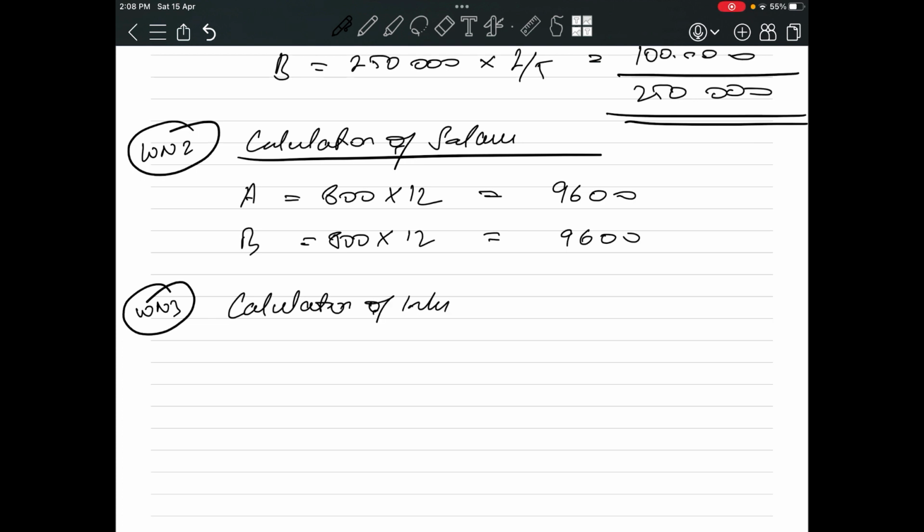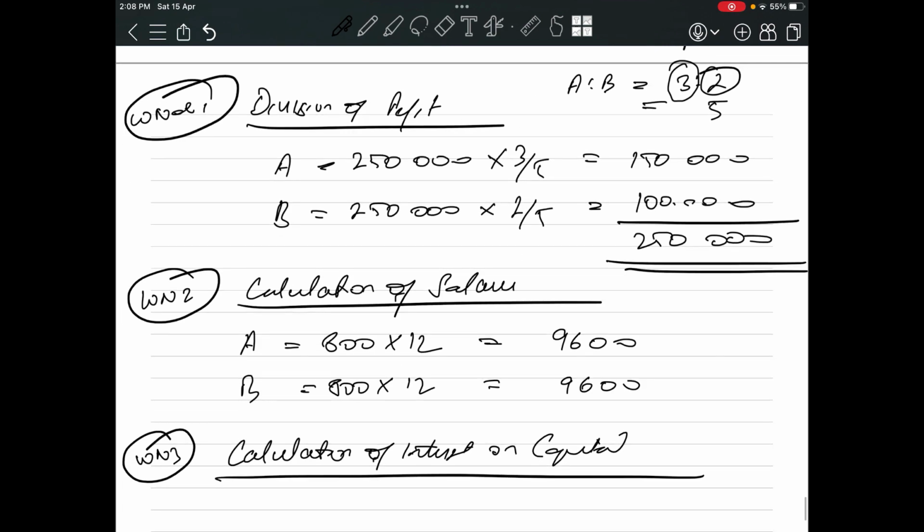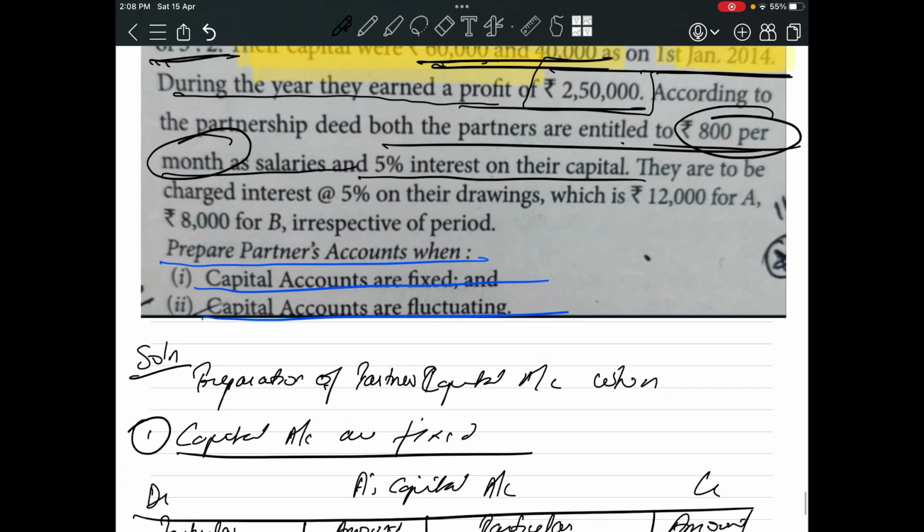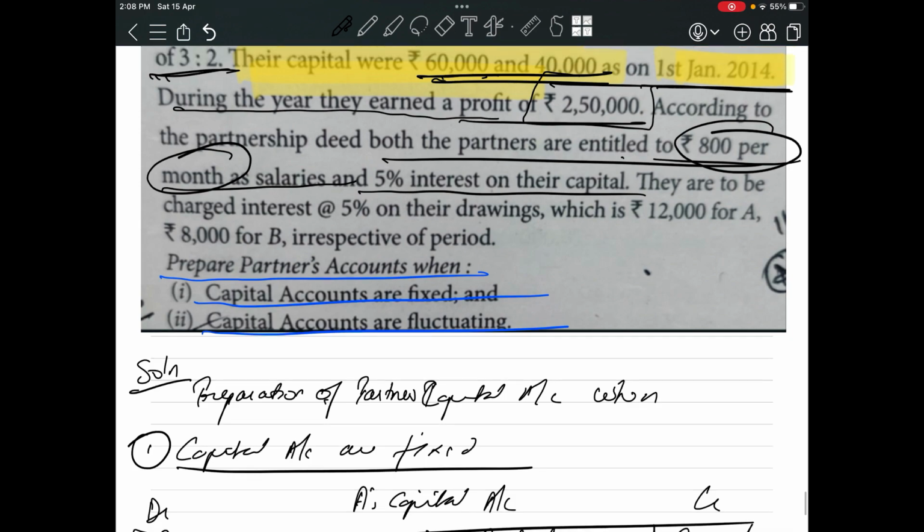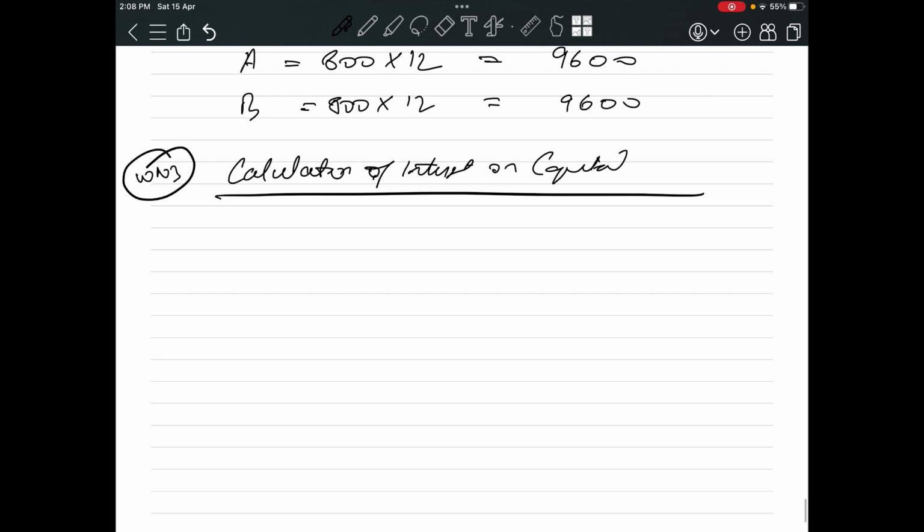Calculation of interest on capital. The rate will be 5%. A has introduced 60,000 and B has introduced 40,000, and they are getting 5% interest per annum.